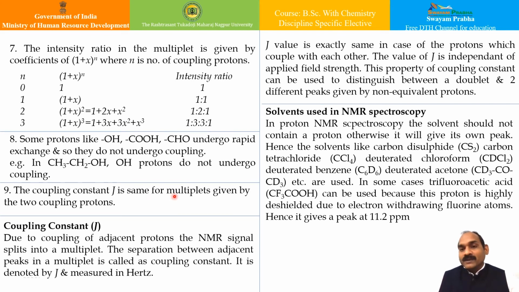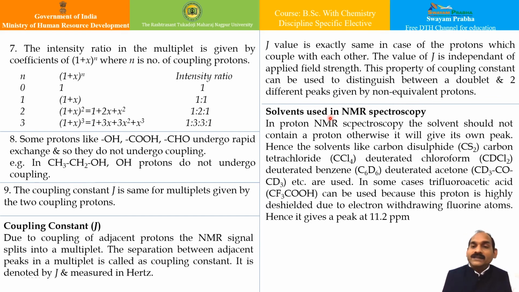This property of the coupling constant can be used to distinguish between a doublet and 2 different peaks given by non-equivalent protons. There can be confusion many times whether 2 peaks adjacent to each other are a doublet or peaks from 2 different non-equivalent protons. So this J value really helps us identify whether the given peaks are a doublet, that is a split from a single peak, or peaks representing different non-equivalent protons.